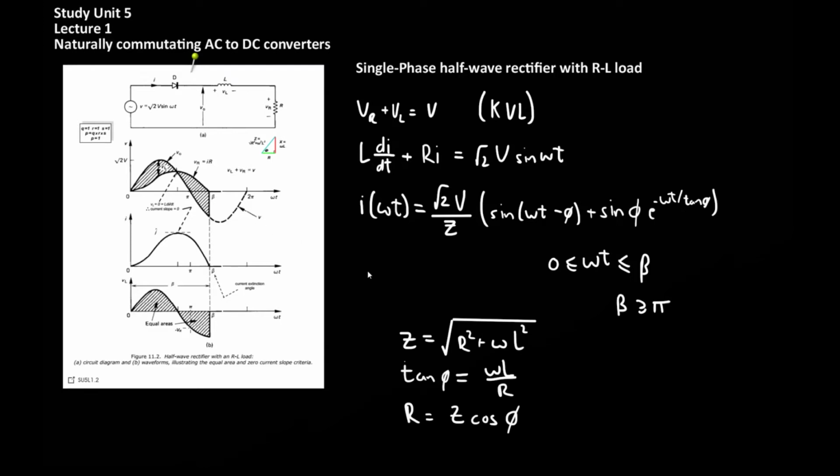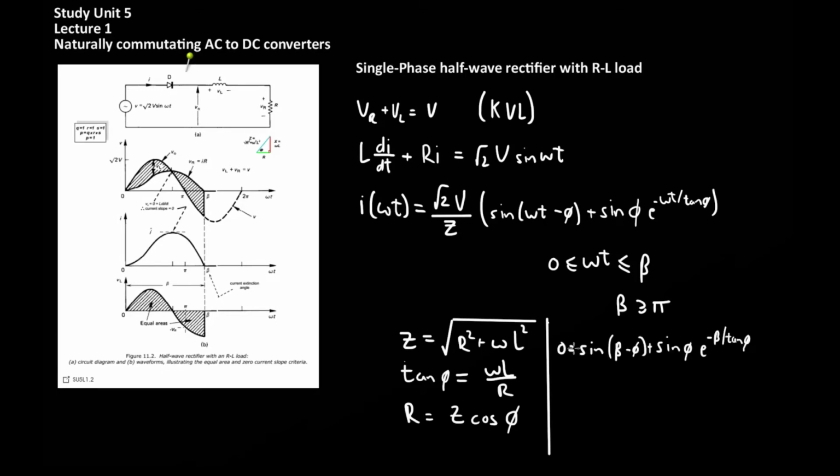This extinction angle is determined by the load impedance Z. The extinction angle is fairly easy to solve for, well, not that easy, but as long as beta is larger than pi, it is simply the solution of this equation where I equals 0 and beta is between pi and 2 pi. Although the substitution is quite simple, the solution of this equation is what's called transcendental, which means that it has to be solved with iterative techniques.